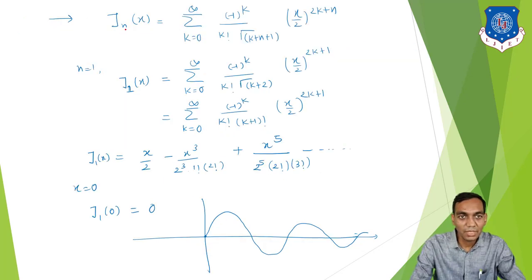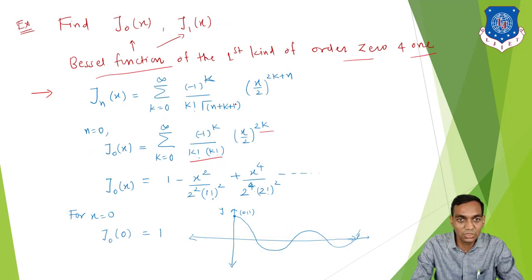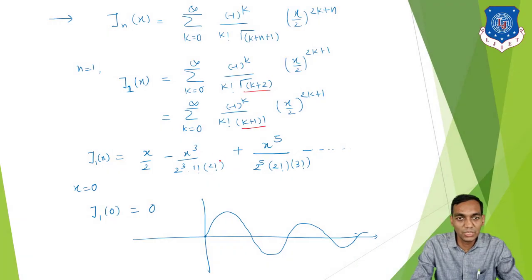In the same manner, in the definition of Jn, if you put n equal to 1, then you will have sigma k running from 0 to infinity, minus 1 raised to k upon k factorial into gamma k plus 2, into x by 2 raised to 2k plus 1. But gamma k plus 2 will be k plus 1 factorial, because k is already an integer. Here in J0 also we have done the same thing. If you put 0, then you will have k plus 1. Gamma k plus 1 is k factorial. Done? So please remember it.